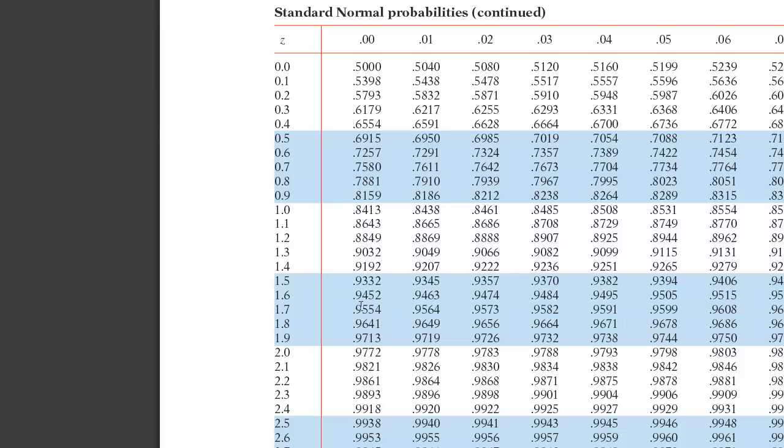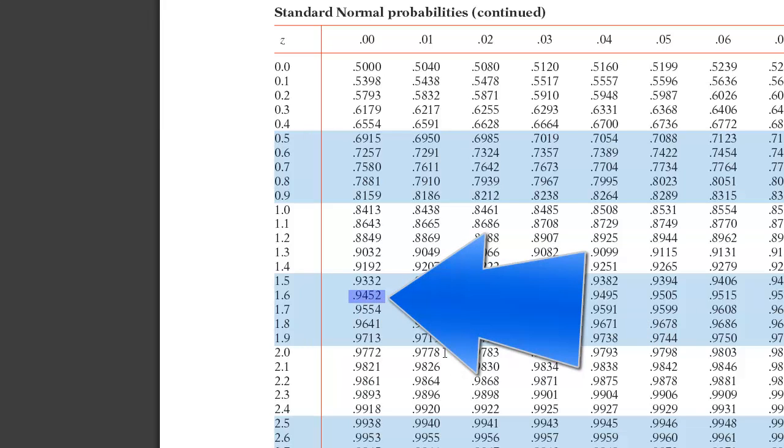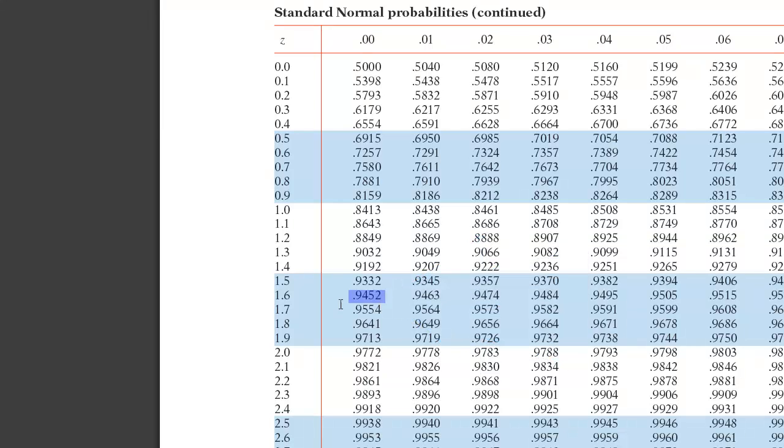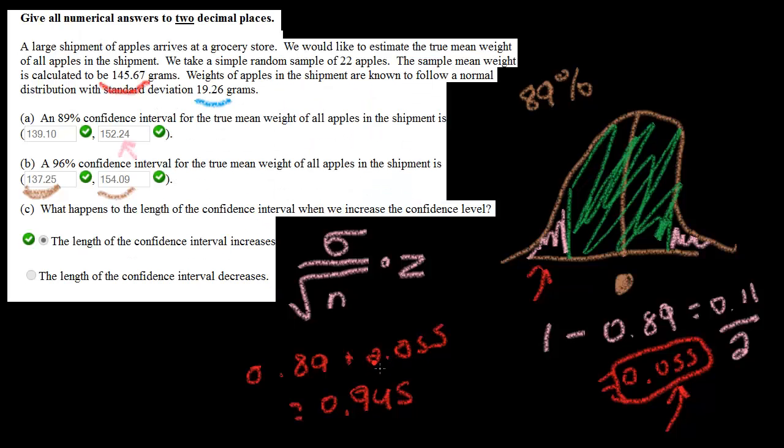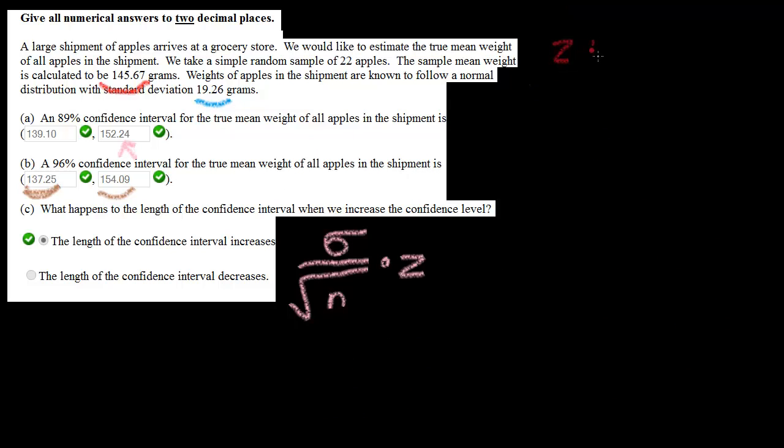After looking around for a bit, this value right here seems to be the closest to the probability that we got. Now checking to the left, we see the value of 1.6. Checking to the top, we see a 0. Combining those two is 1.60. That is the z-score we're going to be using. Now let's go back to where we were. We now know the z-score. Let me just clear this up. Okay, so our z-score is now effectively 1.60.